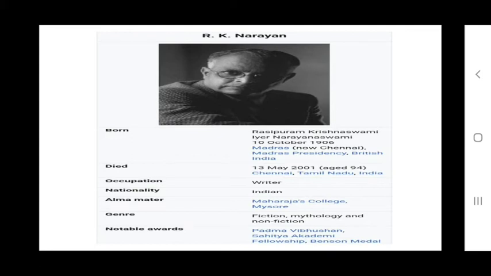He was born in Madras, which is now called Chennai, Madras Presidency, British India. So before independence, he was born in the year 1906, and he died on 13th May 2001 at the age of 94, in Chennai, at the same place. So what was his occupation? Writer. He was Indian, and he studied at Maharaja's College, Mysore.